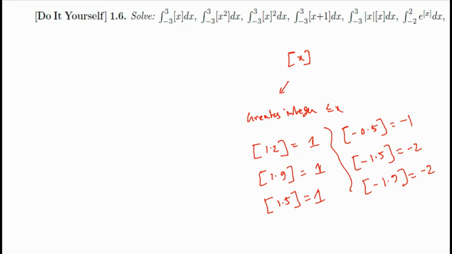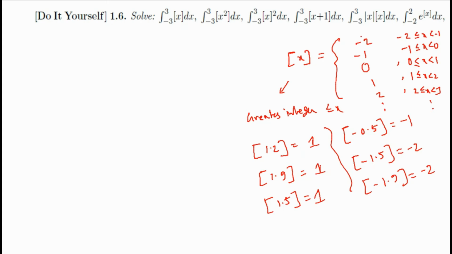So box x, if we just write down this function, then for 0 less than or equal to x less than 1, this is 0; 1 less than or equal to x less than 2, this is 1; 2 less than or equal to x less than 3 equals 2, and so on. And minus 1 less than or equal to x less than 0 equals minus 1; minus 2 less than or equal to x less than minus 1 is minus 2, and so on.